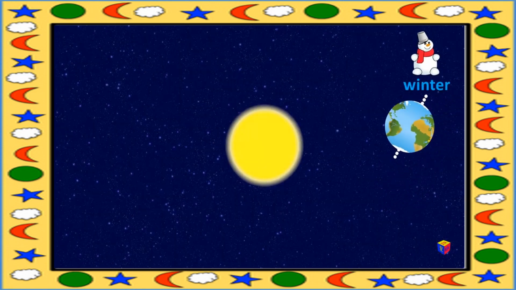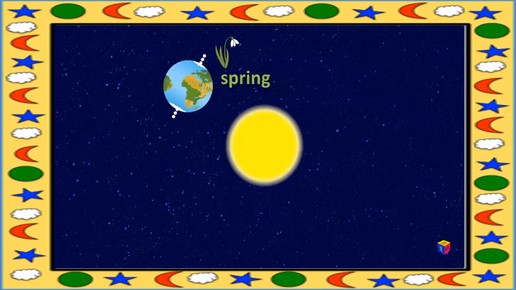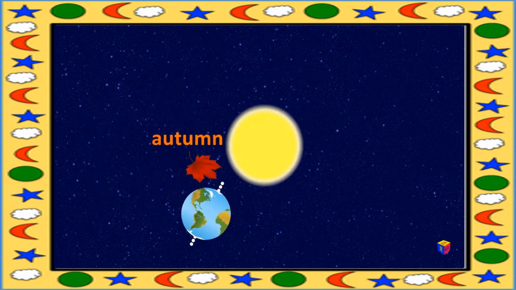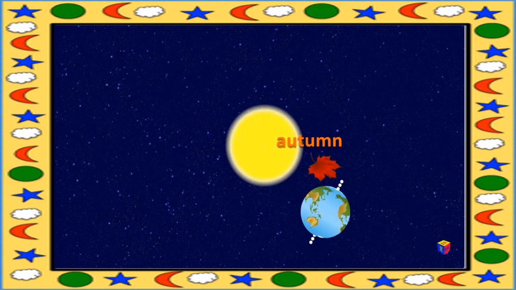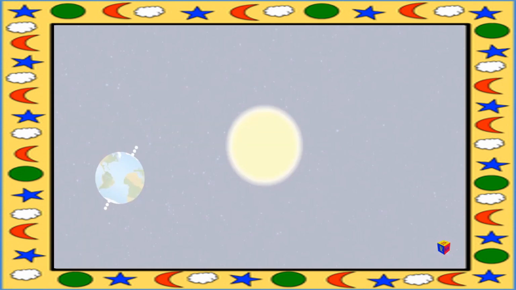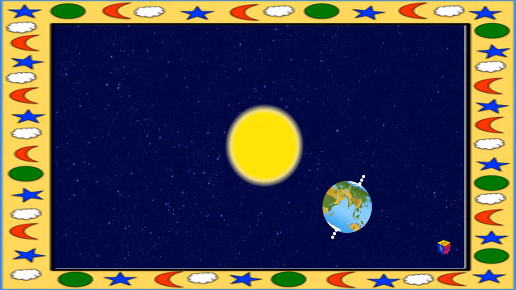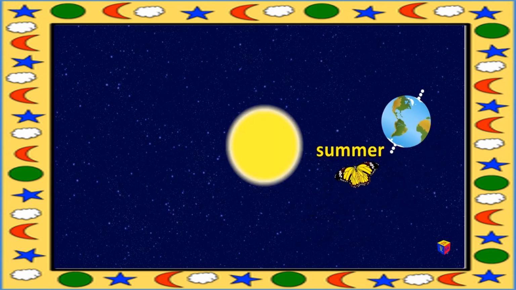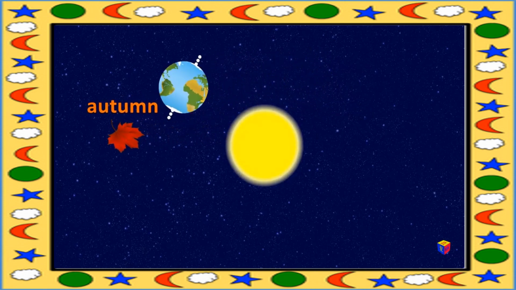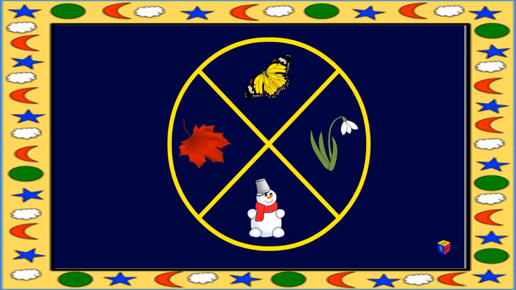Now it's winter in the northern hemisphere, but the Earth continues its journey along its orbit, and winter is changed to spring. Then comes summer. And summer is followed by autumn. After autumn comes winter, and everything starts all over again. The same thing happens in the southern hemisphere. Although when it is wintertime in the northern hemisphere, it is summertime in the southern hemisphere. Now we know why we have 4 seasons on Earth.